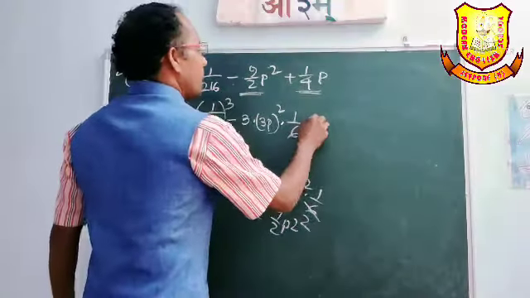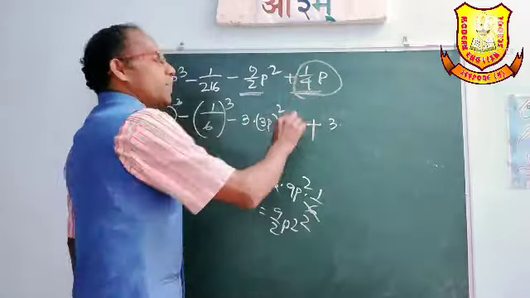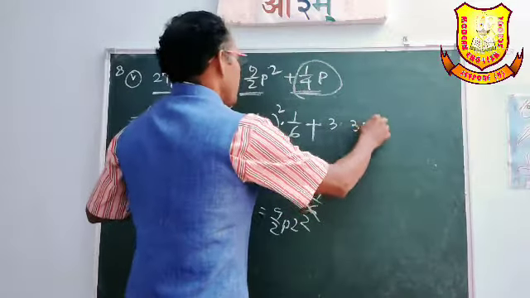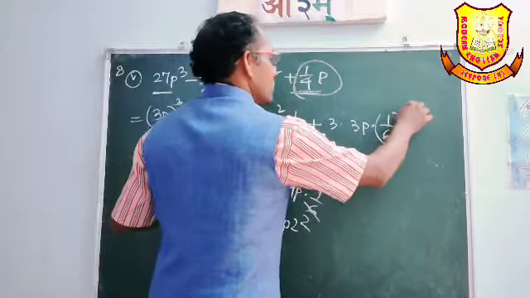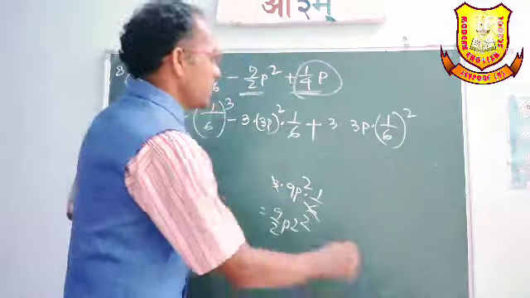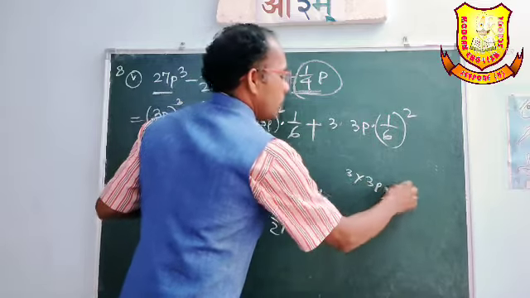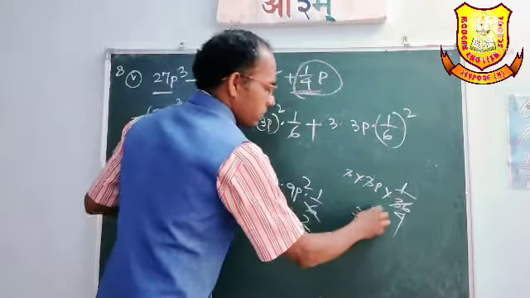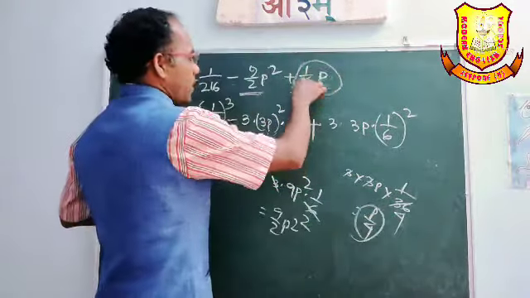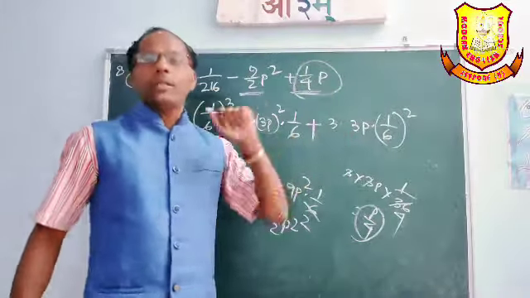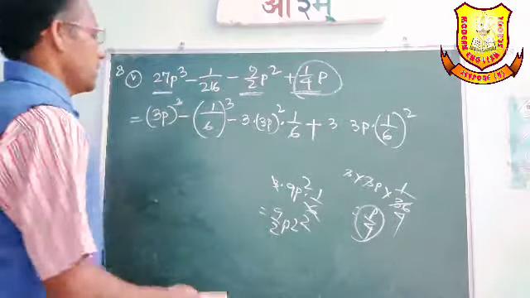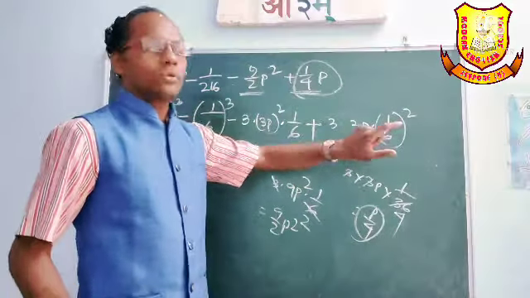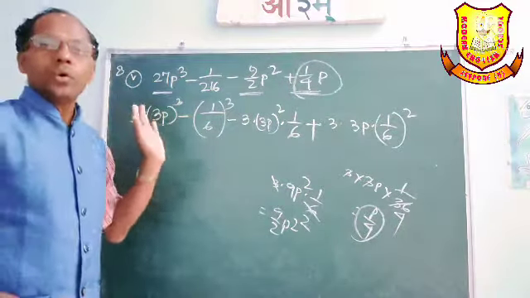Now plus. Is this in the form of 3ab square or not? b square equals 1 by 6 square. Just to check, 3 into 3p into 1 by 36. 3 3s are 9, and 9 by 36 is 1 by 4. So this equals p by 4, that is 1 by 4p, equal to 3ab square. It is written in that form. So a cube minus b cube minus 3a square b plus 3ab square equals a minus b whole cube.